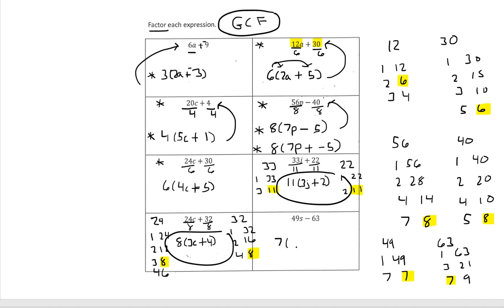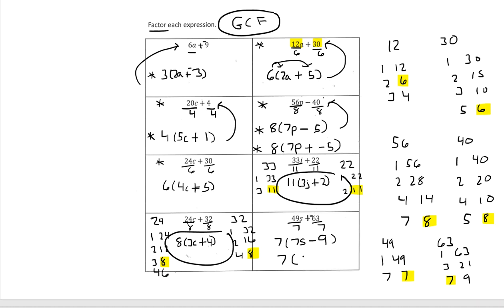So we write our 7 in front of the parentheses. We divide a 7 out of both of these. So that gives us a 7s. 63 divided by 7 is a 9. And remember, there's a subtraction sign here. Okay. And if you wanted to, you can change this to adding a negative.